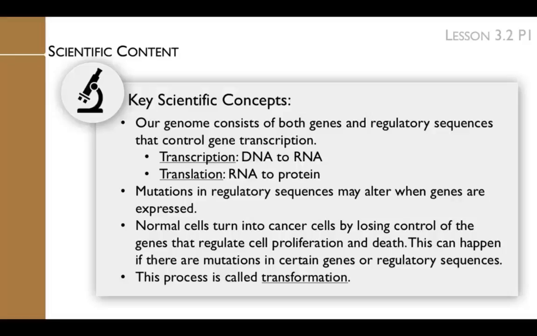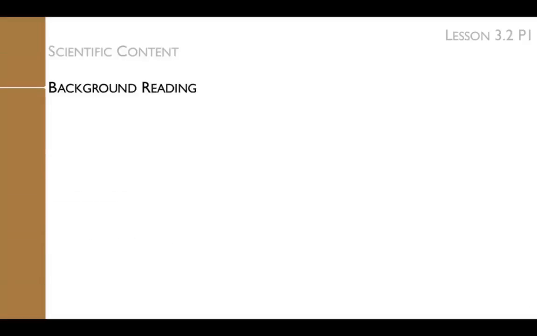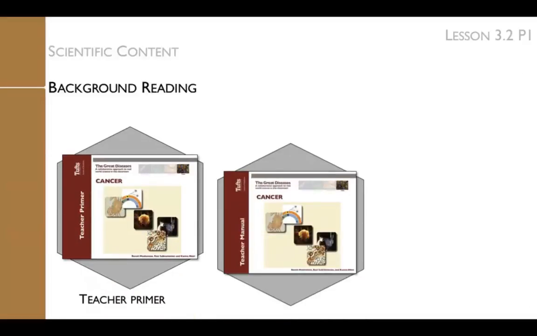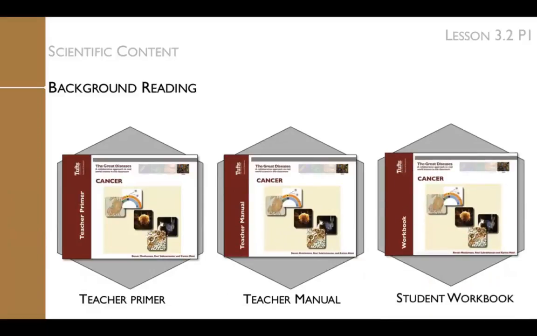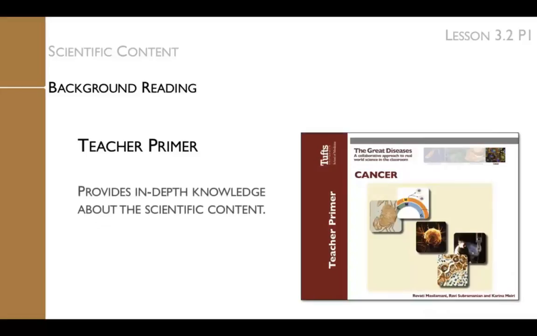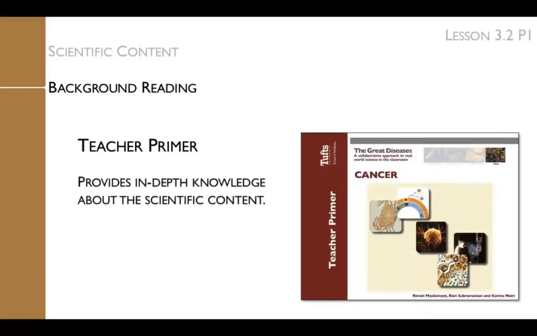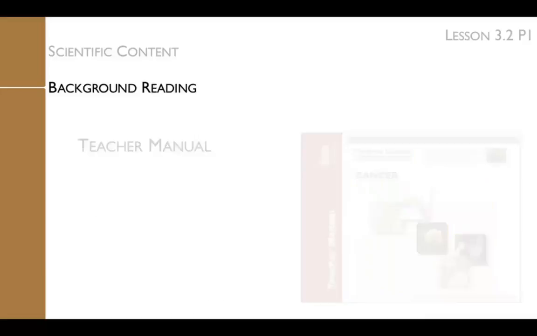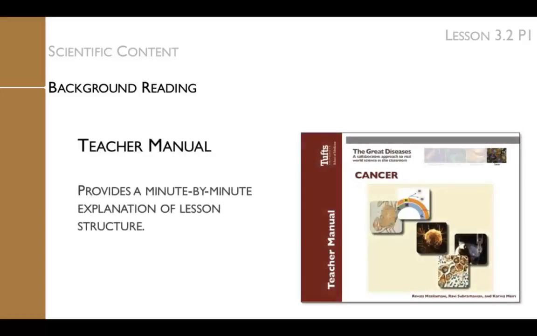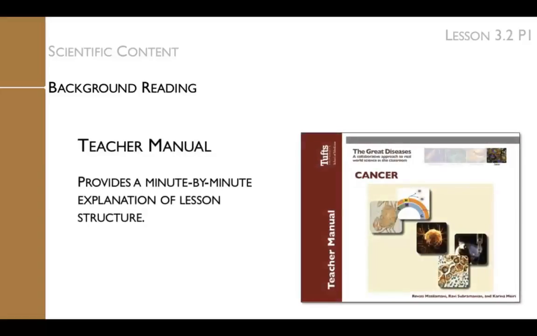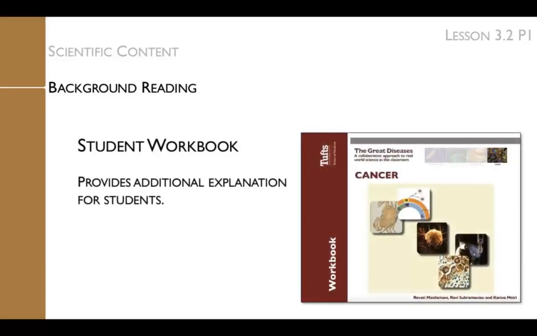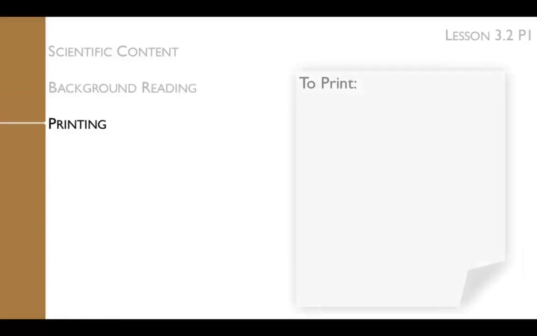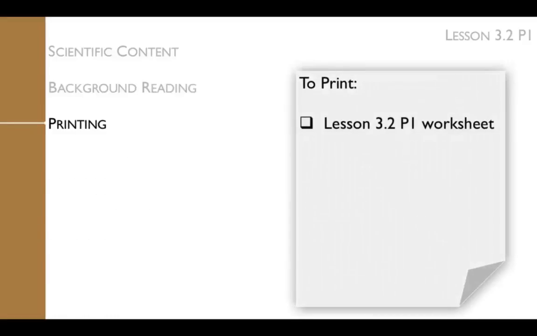You can review the scientific content in the background reading provided for you in the teacher primer, the teacher manual, and the student workbook. The teacher primer provides in-depth knowledge about the scientific content presented in this lesson. The teacher manual or lesson plan provides a minute-by-minute explanation of the lesson structure. And the student workbook provides additional explanation for students. Be sure to print the Lesson 3.2 Part 1 worksheet.